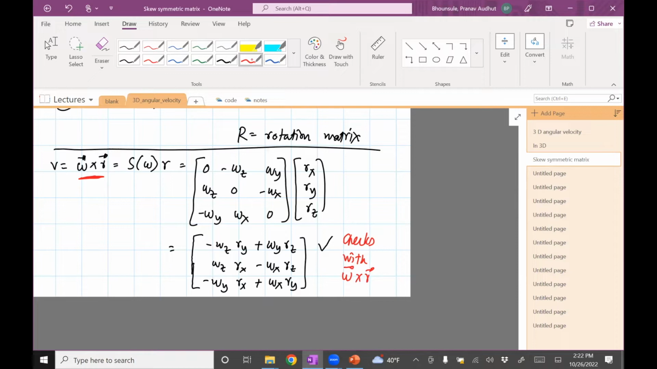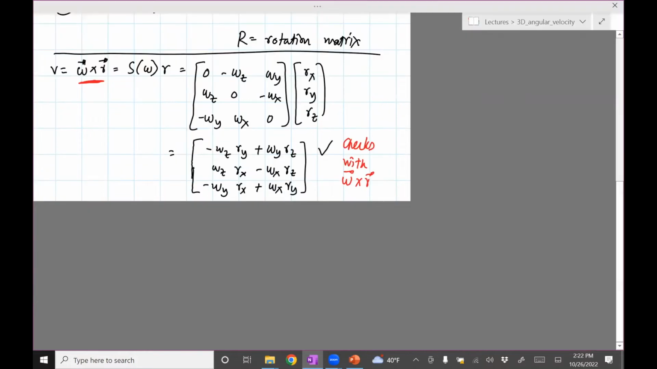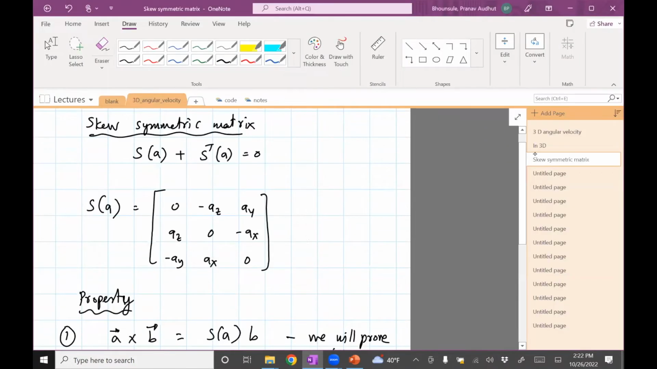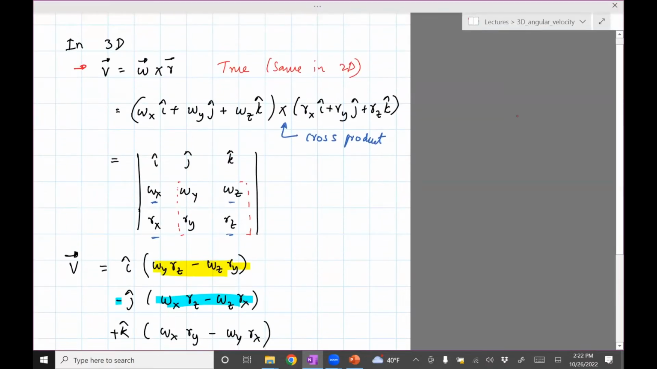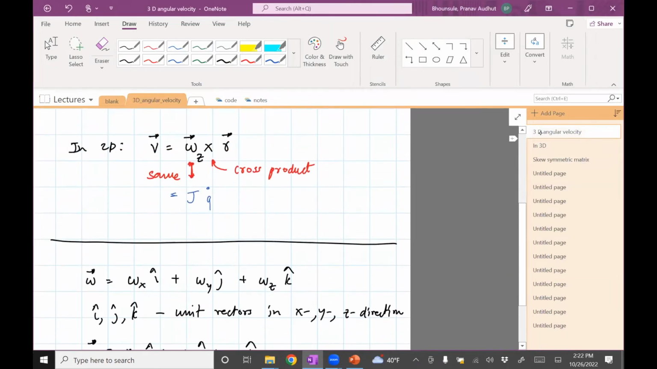Okay, so that checks out, and we can safely use that. We really don't need the cross product; we can just use the skew-symmetric matrix to carry out the cross product. This is basically a starting point for something else later on. This is all about linear velocity. The linear velocity is omega cross R, and that's true not only in 3D, but also in 2D. The same identity is true.